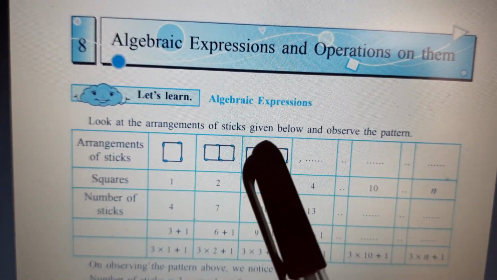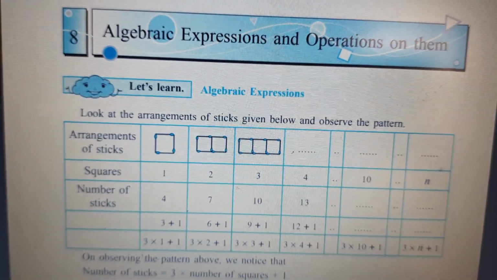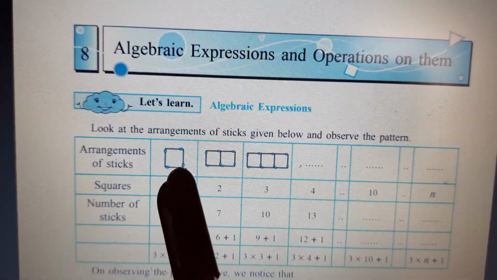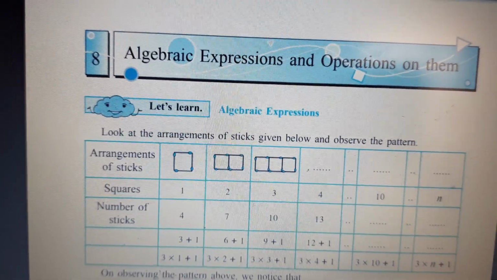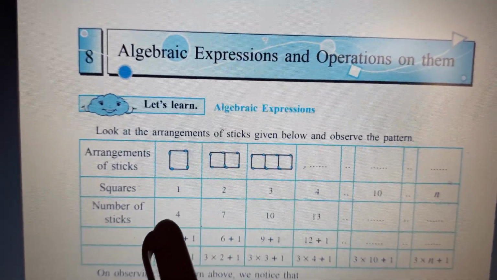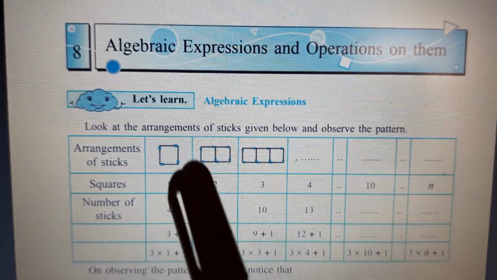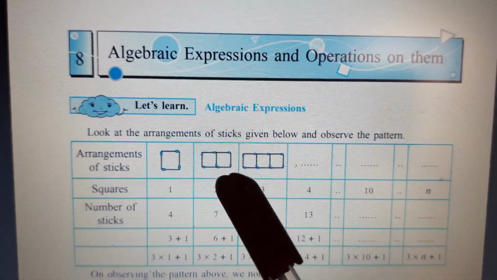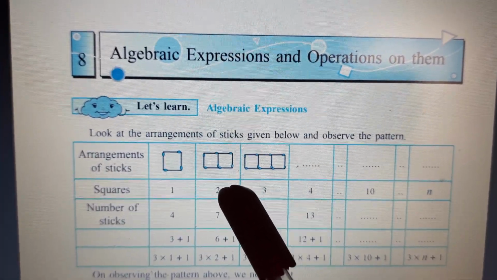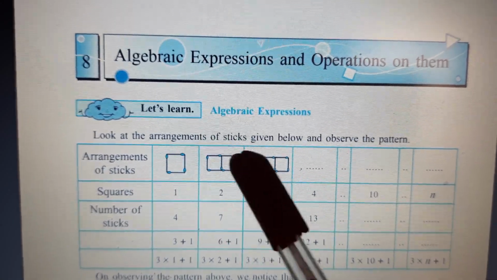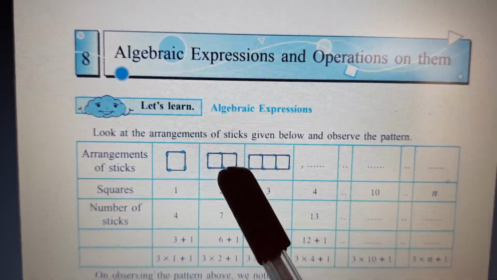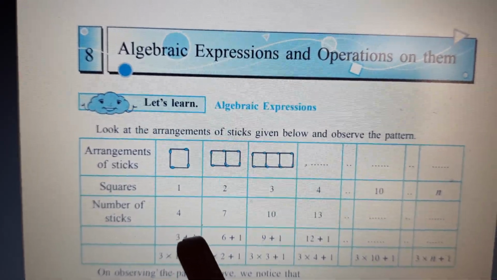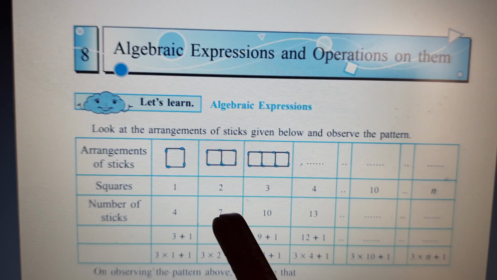Look at the arrangements of sticks given below and observe the pattern, children. Arrangement of sticks. The first figure you can see, how many matchsticks are used? 4. Number of sticks used is 4 and the square obtained is 1. In the second figure you will see 2 squares and how many sticks? 7, because 1 stick is common between them, and that makes 6 plus 1. Here it is 3 plus 1, 4, and here it is 6 plus 1, 7 sticks.